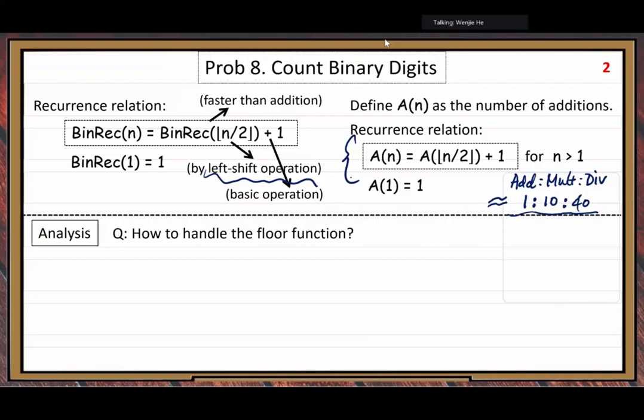Next time we finish this problem, then we have another problem for part B. After that, we may have some time to do part C. So that's it.